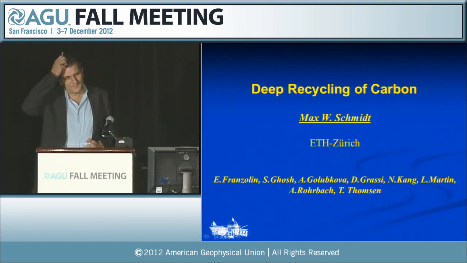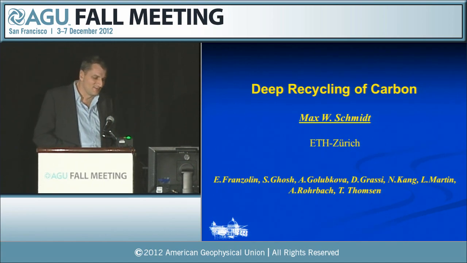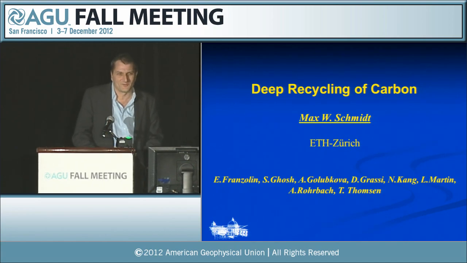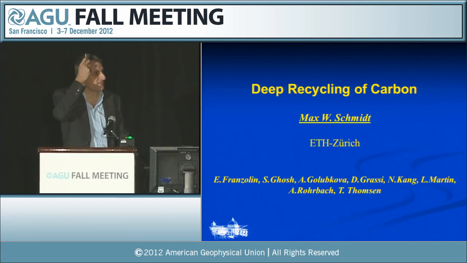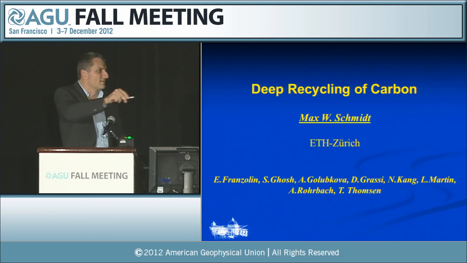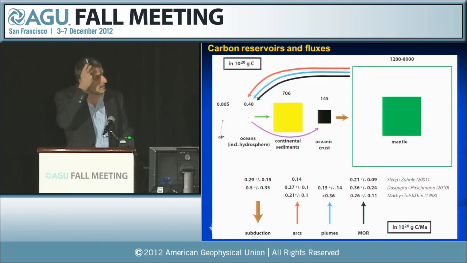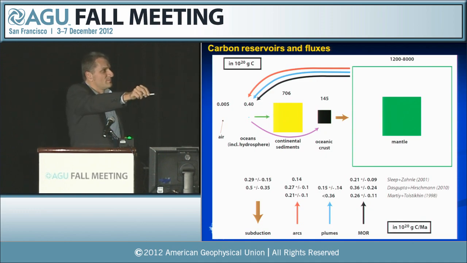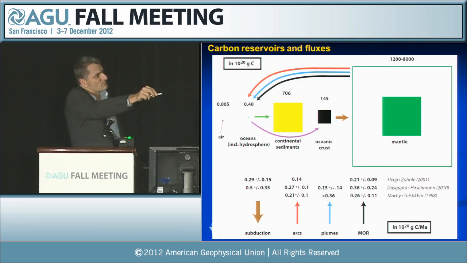Okay. Today I will talk about deep recycling of carbon, and I thank all the speakers before for the kind words about me. This is stuff that we have done over the last 5-6 years in my group, and there's a number of people that contributed in various ways. Carbon reservoirs and fluxes, you all have seen such a figure in one form or another. The biggest uncertainty in the reservoir is in the mantle, where there's about one order of magnitude uncertainty. This stuff is well known.